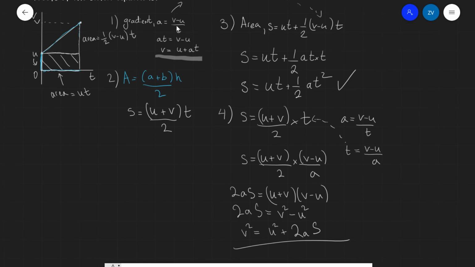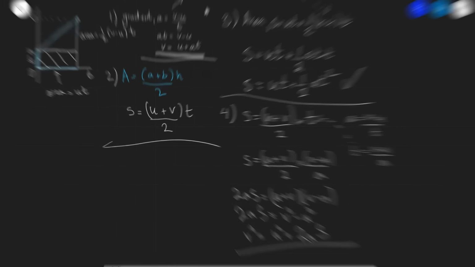So this is quite a lot of work that we've done actually. We started off here, we proved this one, we also proved this one with the area of a trapezium. Then we proved the last two equations by just being good at algebra and looking at the different connections. So hopefully you've enjoyed seeing where those equations actually come from.